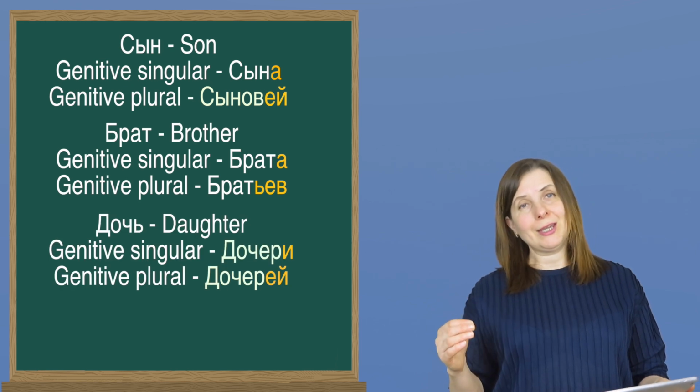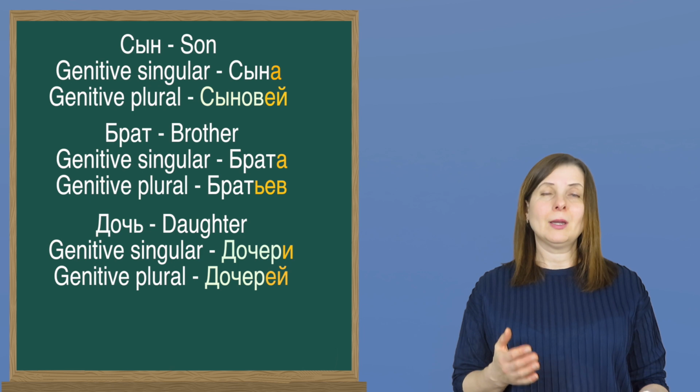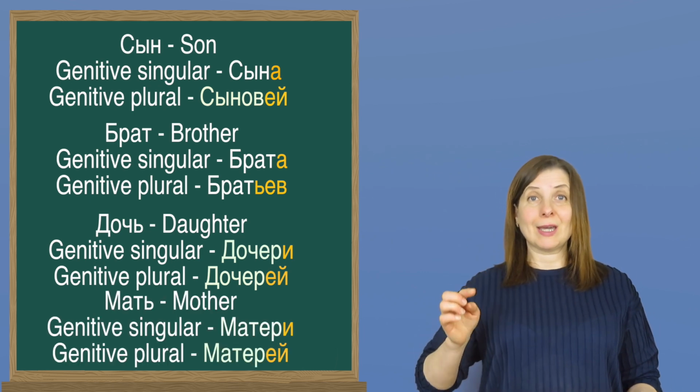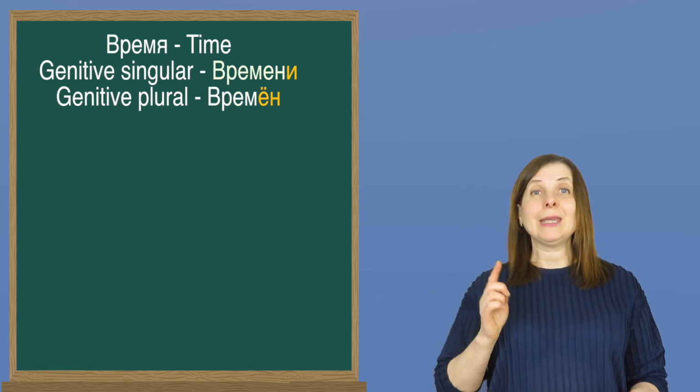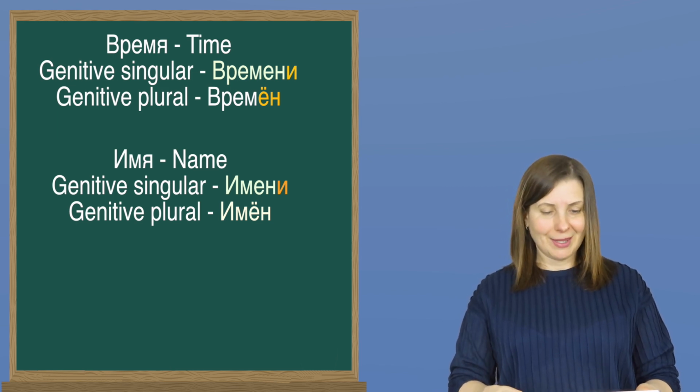Дочь, дочери, дочерей. The same will be with мать, mom. Мать, матери, матерей. And we had one more. Время, no time, нет времени. Имя, name, нет имени, no name.